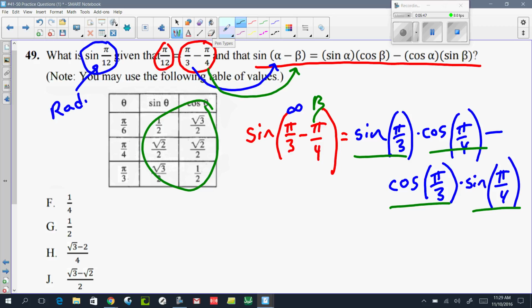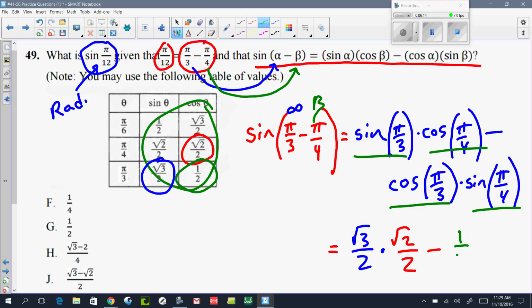So we're just going to replace them. Going back to our original equation, this is then equal to sine of pi over 3, which is right there, root 3 over 2, times cosine of pi over 4, right there, root 2 over 2, minus cosine of pi over 3, which is 1/2, times, finally, sine of pi over 4, which is root 2 over 2.